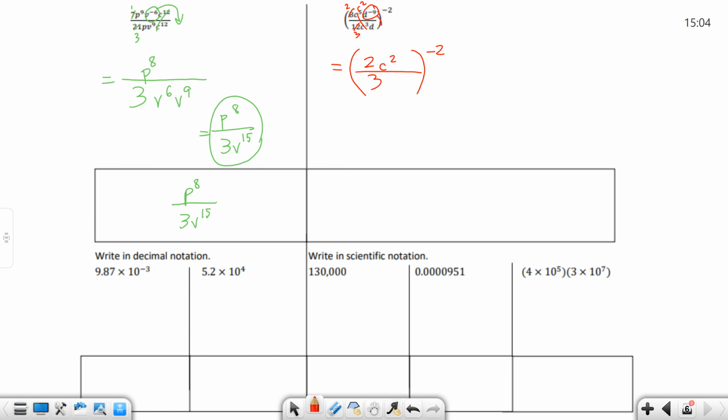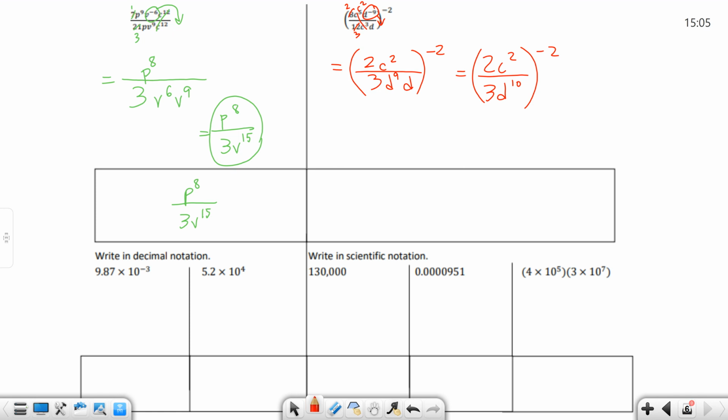And then this d to the negative 9 moves where? Down here to become d to the 9th. What happens to this d? It stays in the bottom, right? It's a positive exponent. Don't move it. And again, we have to simplify those d's in the denominator before we move on. So this is going to be 2c squared over 3d to the 10th, all to the negative 2.